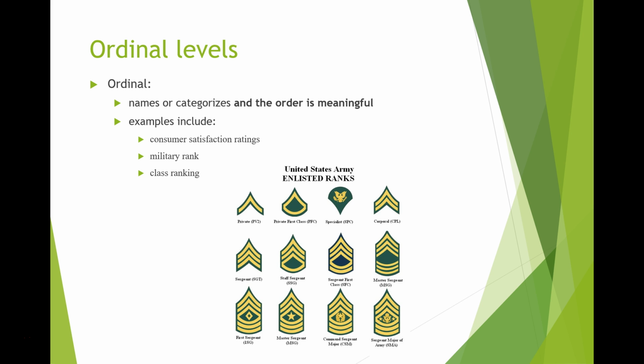The next highest scale of measurement is ordinal. The ordinal scale is used when one wishes to name or categorize the order, and the order is meaningful. So let's look at an example. A researcher wishing to measure consumers' satisfaction with their microwave ovens might ask them to specify their feelings as either very dissatisfied, somewhat satisfied, or very satisfied. The items in this scale are ordered, ranging from least to most satisfied.